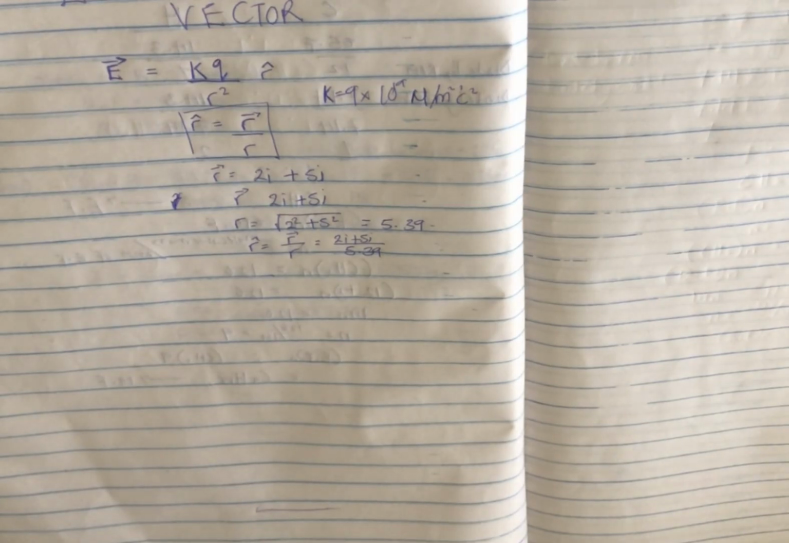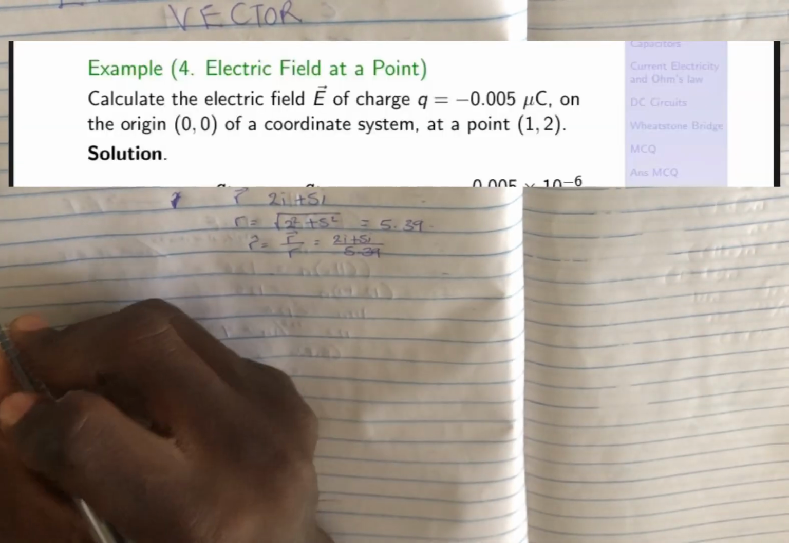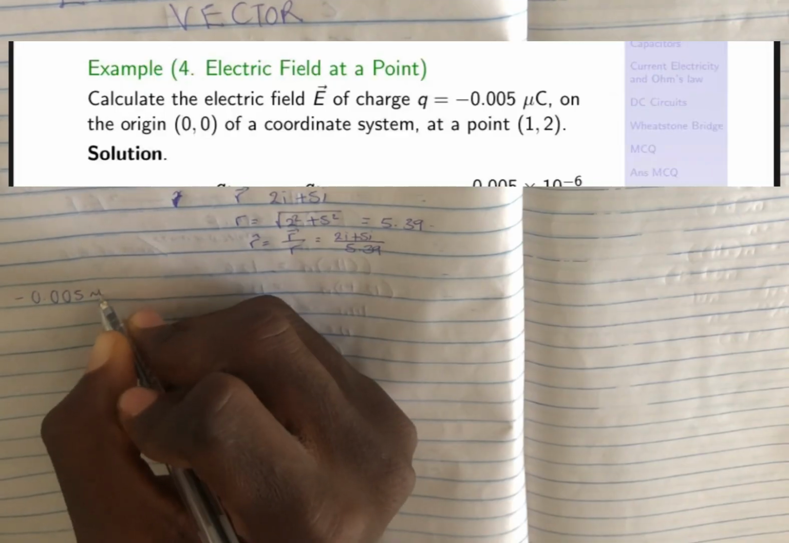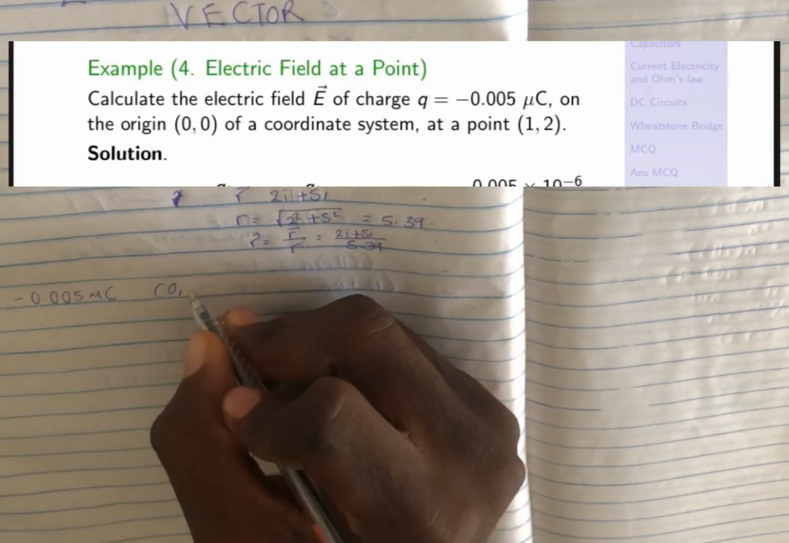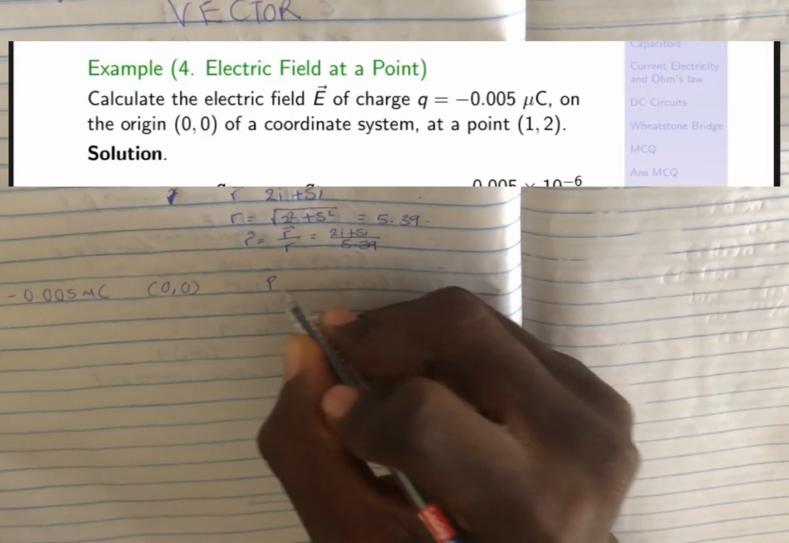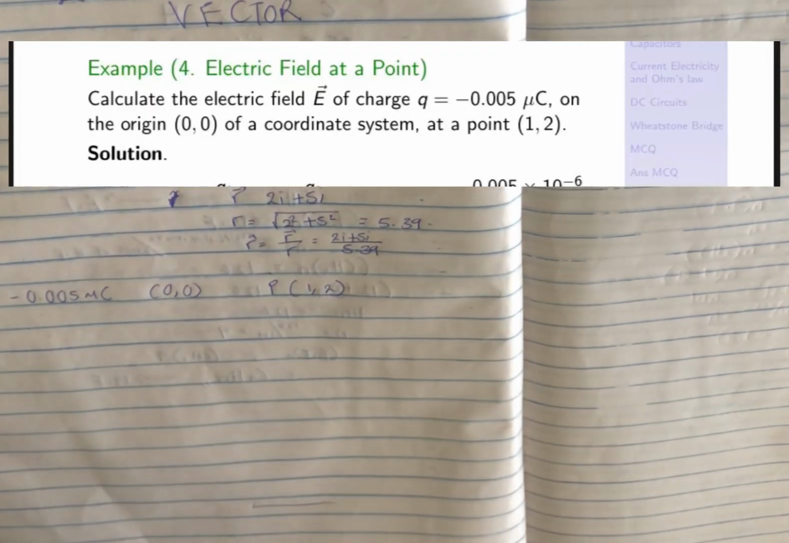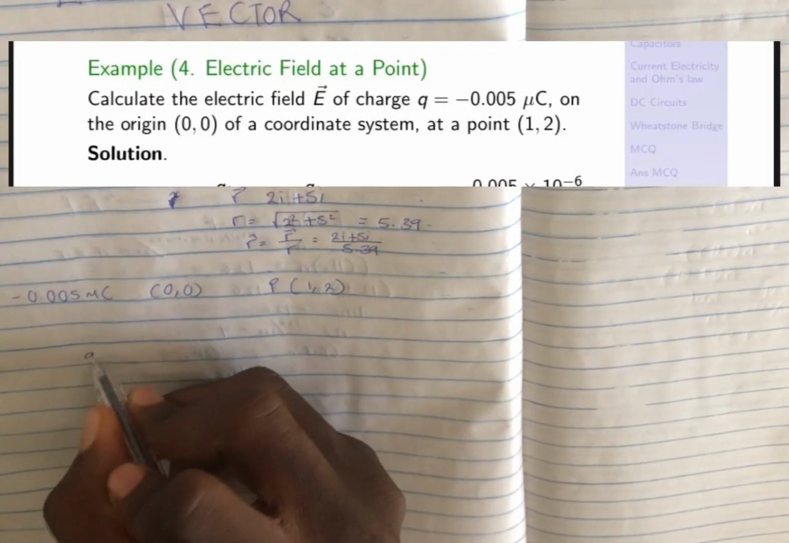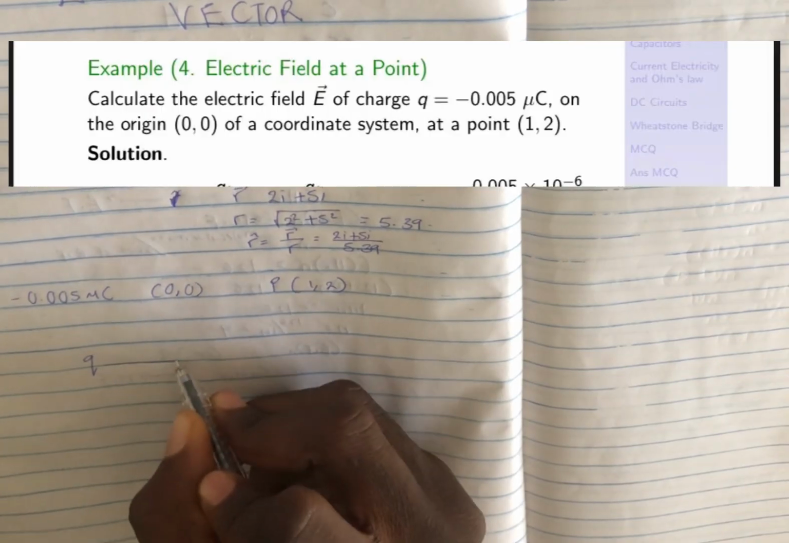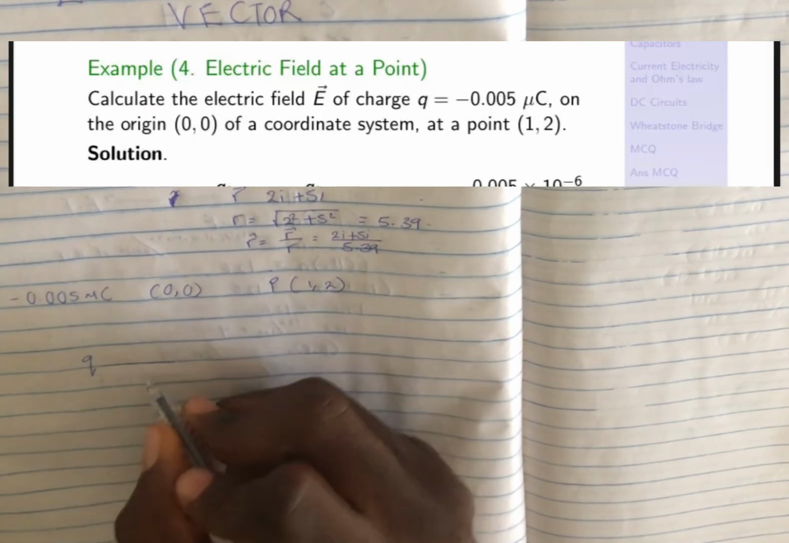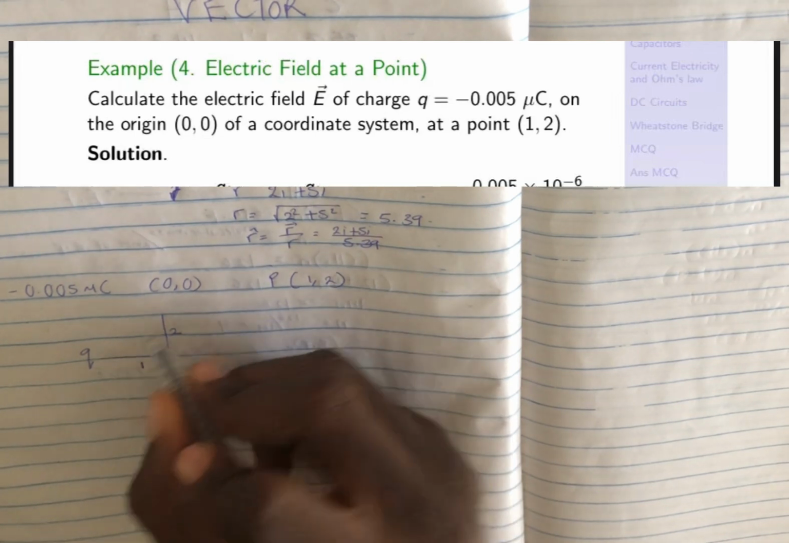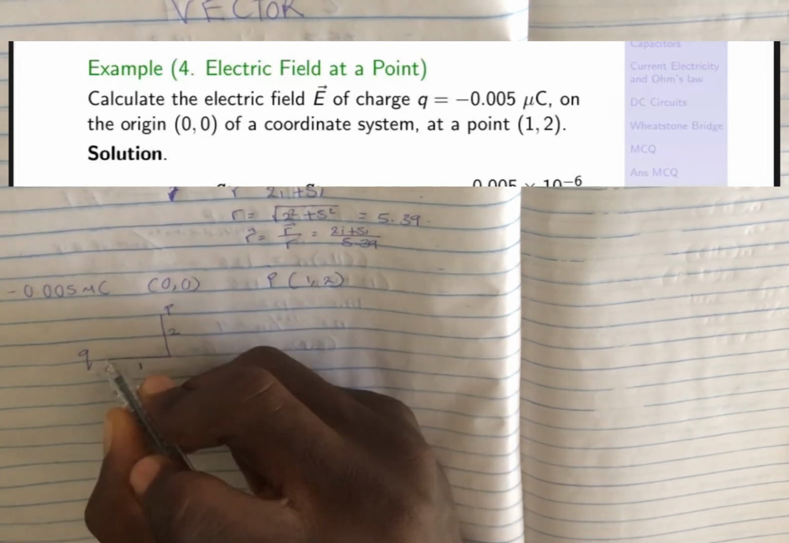Question number 1 says, calculate the electric field vector of charge Q. Charge Q is equal to minus 0.005 microcoulomb on the origin (0,0) of a coordinate system, at the point (1,2). So this is where Q is. The point is on the x-axis, 1 meter away from Q, so this is 1, and it is 2 meters away on the y-axis. That's 2. So this is where the point is, and this is where the charge is.